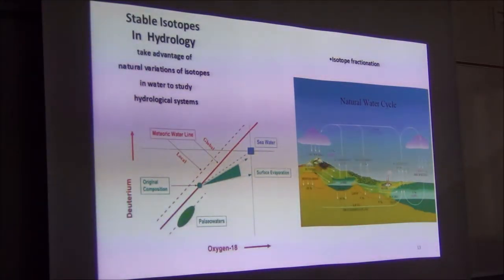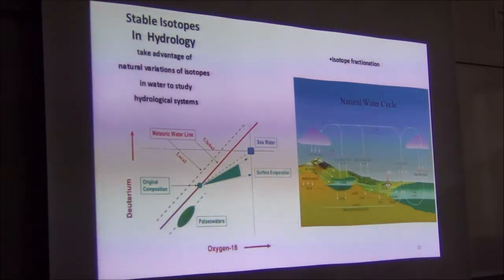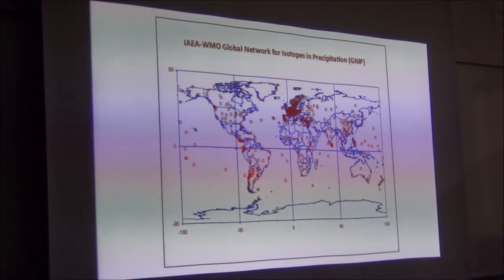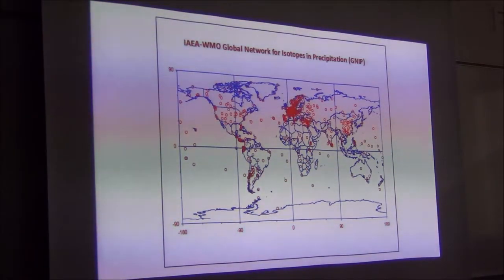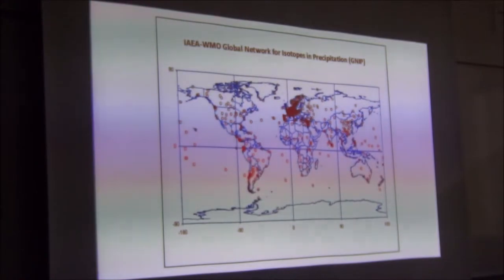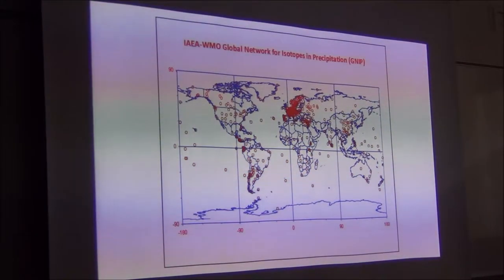And this isotope fractionation depends on different factors like the altitude, the continentality or the latitude, and also the temperature of water. Here we have the map of the global network for isotopes in precipitation established by the International Atomic Energy Agency. In Tunisia we have two stations for the measurement of the composition of water isotopes. And I can see here, I think in Hawaii you also have a station for the measurement of the composition of isotopes in precipitation.